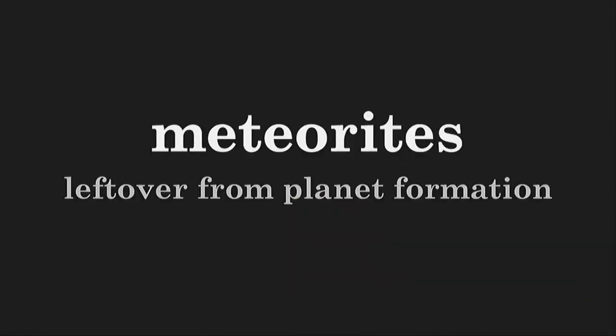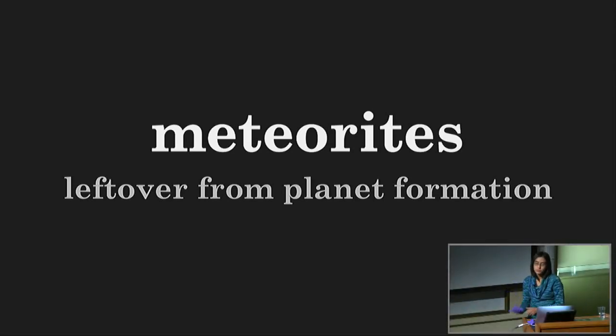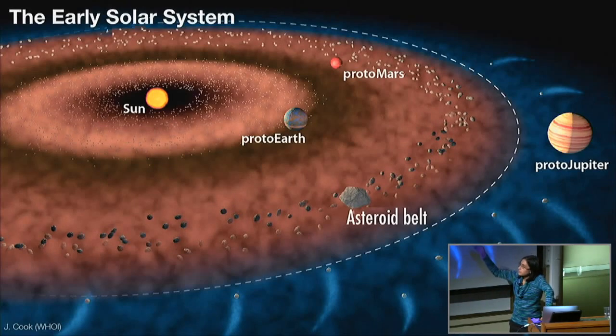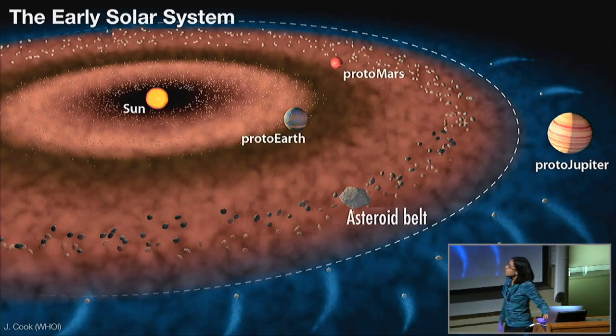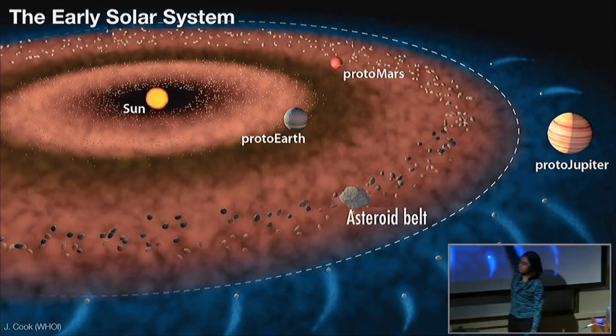So, meteorites are actually a really useful tool for studying planet formation. And the reason is that they're actually left over from that protoplanetary disk. So you can think about this as a diagram of the early solar system. So you can see there's material in a disk, and you've got a proto-Earth, a proto-Mars, a proto-Jupiter. They're still forming. The sun is young, but it's mostly formed. But what you see here is the asteroid belt.